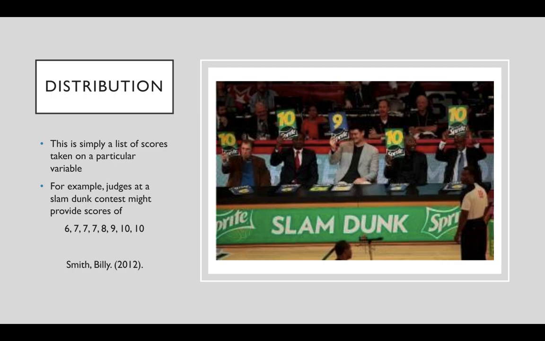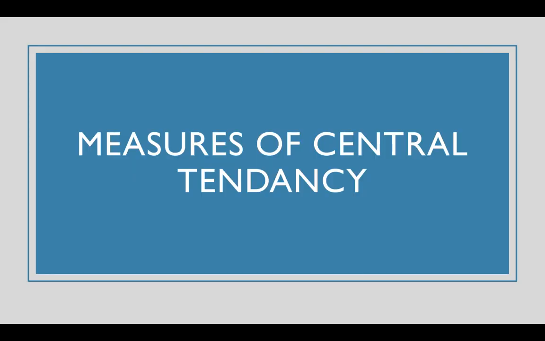Distribution is simply a list of scores taken on a particular variable. For example, judges at a slam dunk contest might provide scores of 6, 7, 7, 7, 8, 9, 10, and 10. A researcher can use this distribution and calculate three of what's called measures of central tendency.